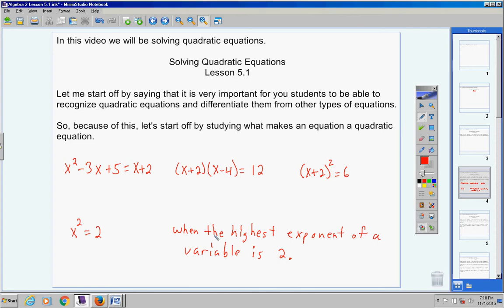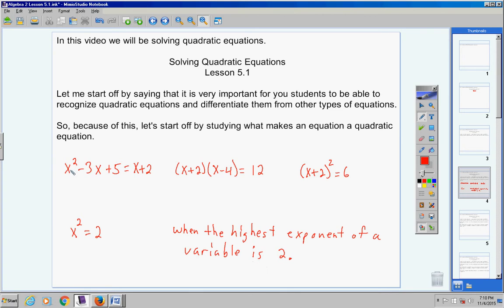For example, you cannot have irrational coefficients. You cannot have negative exponents. But that's for another time, another day, another place, at a higher level of math. For Algebra 2 right now, I'm simply going to say you have a quadratic equation when the highest exponent of a variable is 2.